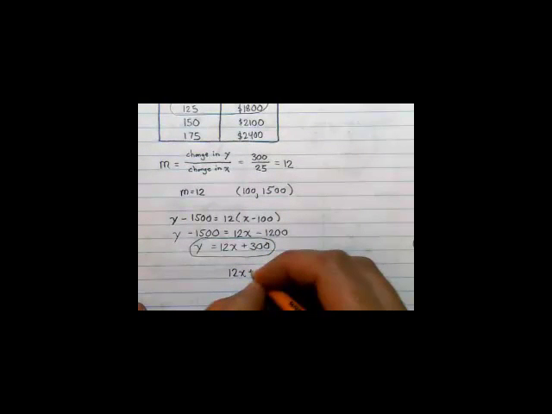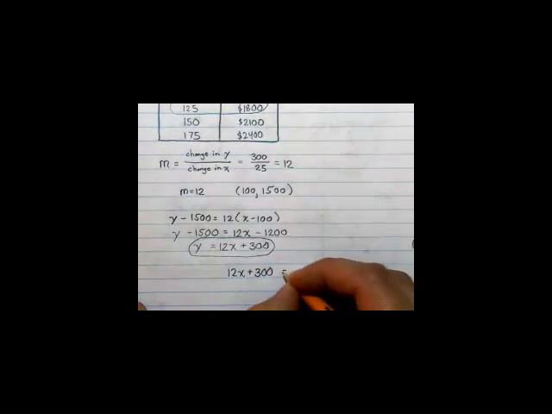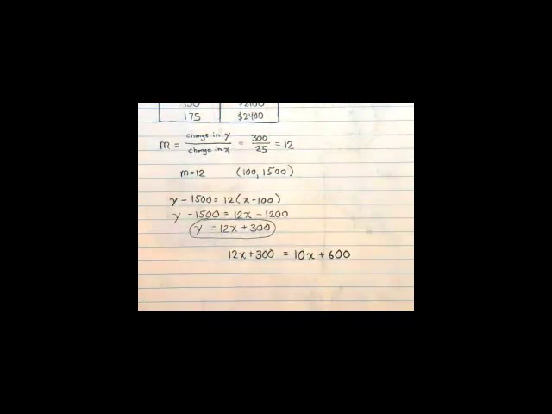12x plus 300 would need to equal 10x plus 600. If we solve that for x, remember x is how many students, right? That's going to be the total number of students where they both end up being the same. Okay?